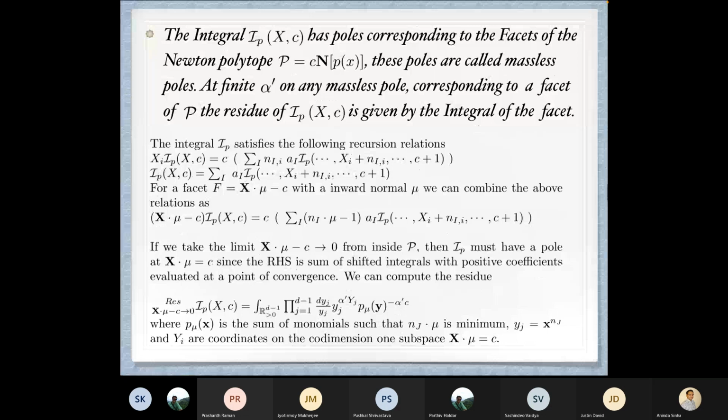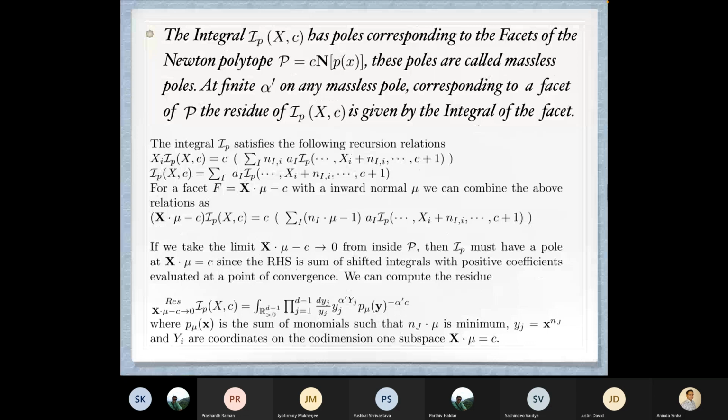Now, the second recursion relation is basically shifting the exponent. I can shift the exponent from c to c plus 1 and multiply by the same polynomial, right? And then I can divide the integral corresponding to each monomial in the polynomial, and that is the second relation. Now, some generic facet of the Newton polytope is going to look like x dot mu minus c, where mu is an inward normal.